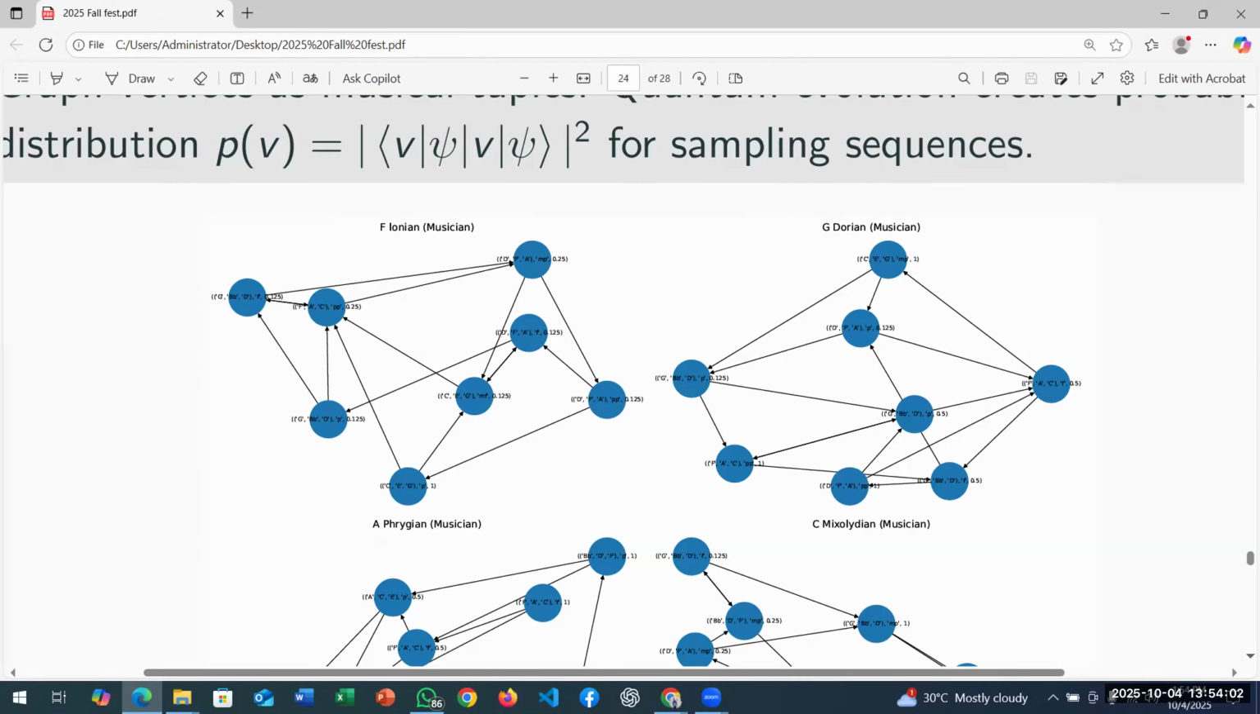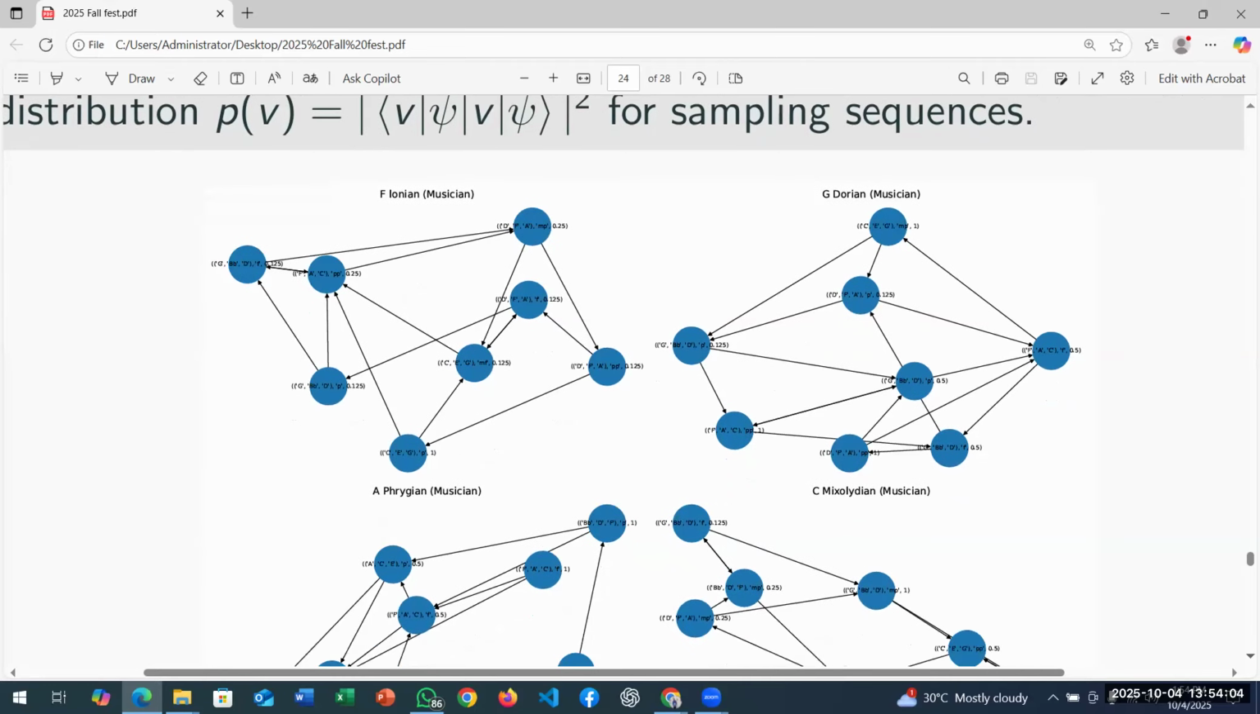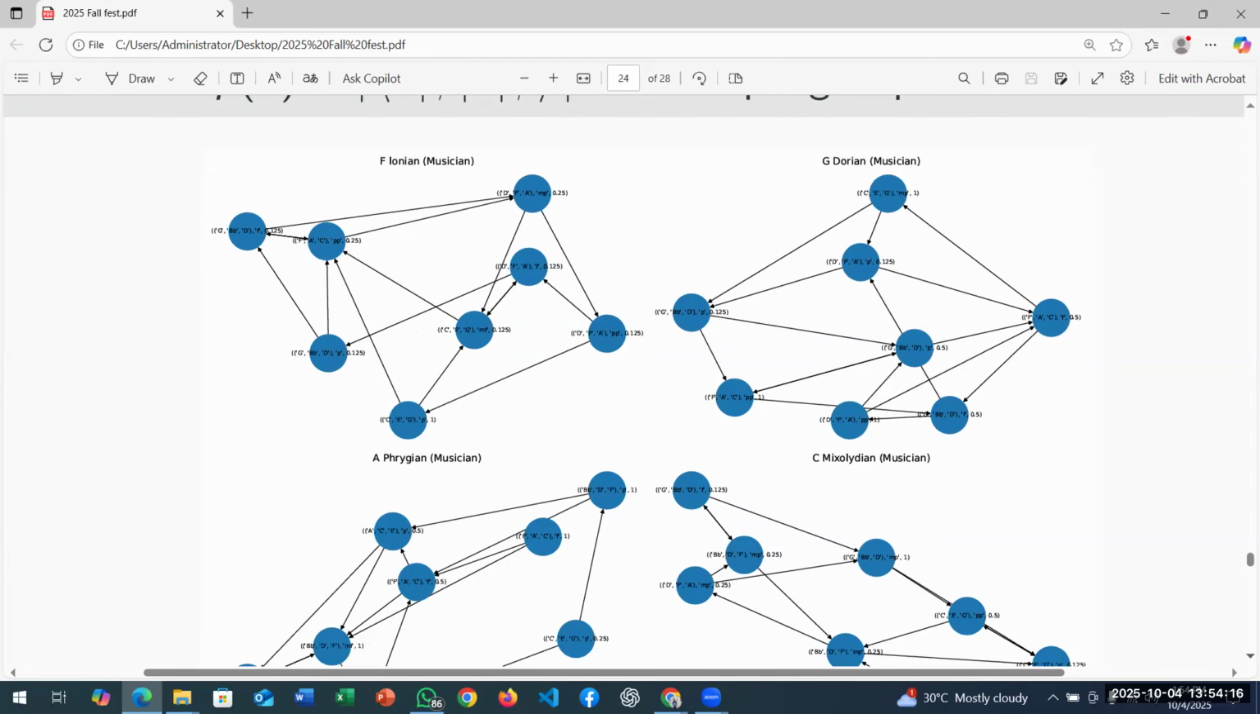I was able to see that it is possible, with the help of quantum Markov processes, for even many musicians to play together. It is possible, and the music will still be nice, actually.